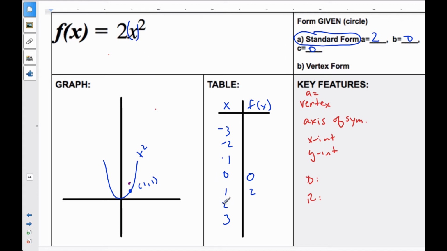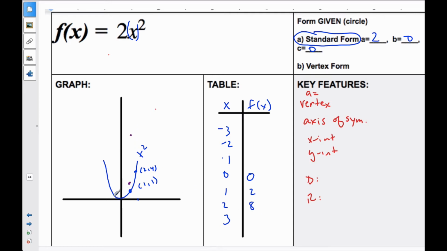Similarly, if I take 2, I know it would be 2 squared, which is 4, times 2. 4 times 2 is 8. So typically I go over 2, up 4. Here's the point 2, 4. But now I take this 4, which was x squared, and I multiply it times 2 to get to 8. So it pulls it up here.